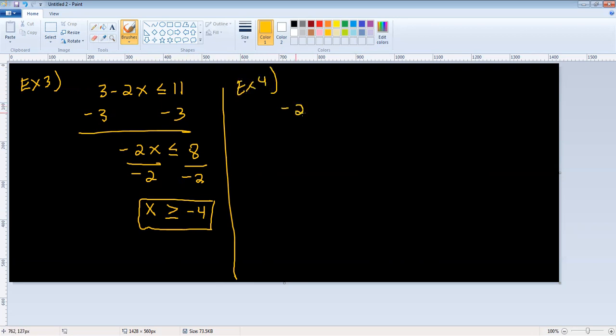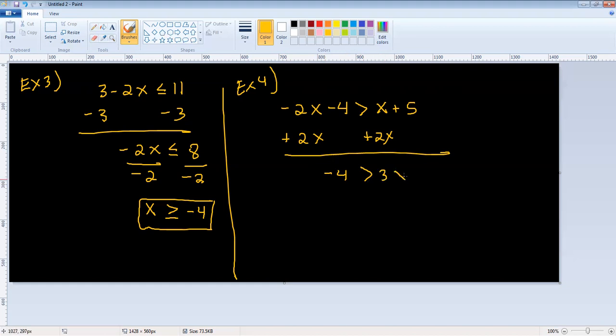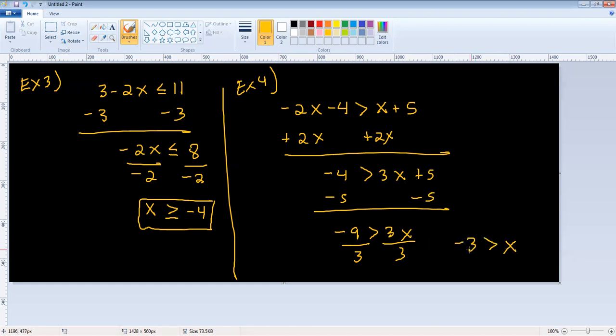Okay, what about this one? -2x minus 4 is bigger than x plus 5. So how do we do this? Well, there are many different ways of doing this. But let's see here. We have -4 greater than 3x plus 5. We have a minus 5, a minus 5. We have -9 is greater than 3x. Divide by 3. And what are we going to get here? We are going to get -3 is bigger than x.